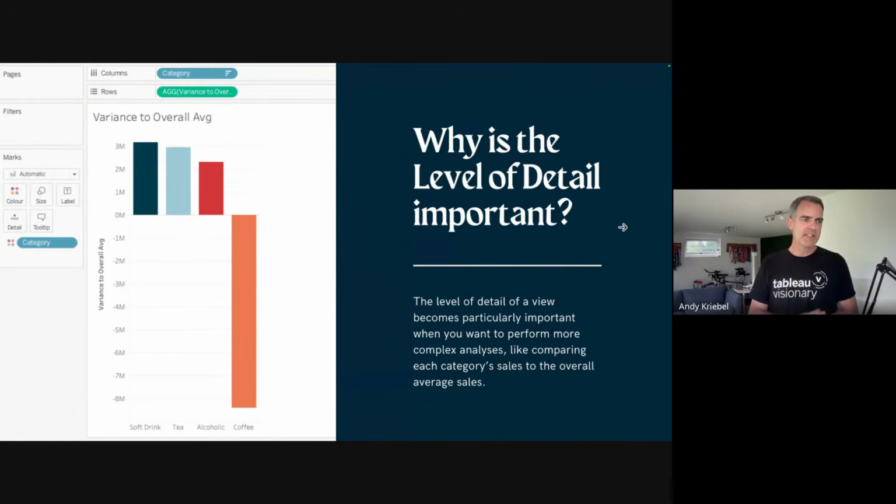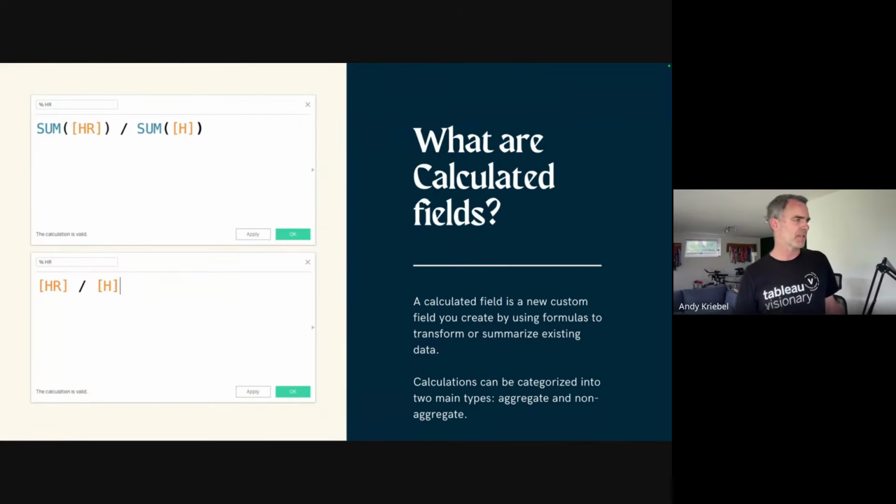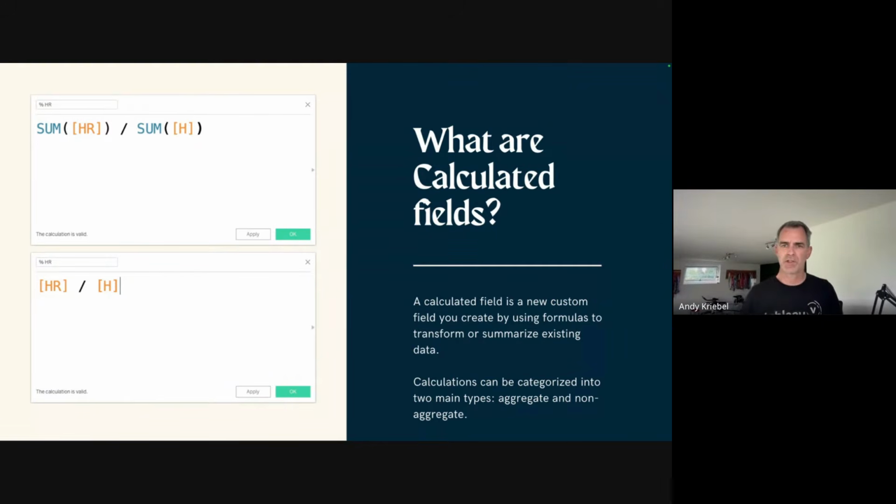Okay, so the level of detail is particularly important when you want to perform different types of analysis. We're going to get to this in a minute when we talk about table calculations and level of detail expressions, so I'm just going to skip over this a bit. Now, there's two types of calculated fields. So we've talked about level of detail. Does anybody have questions before I move on about what I mean by level of detail? If you do, just unmute yourself because I can't see everybody.